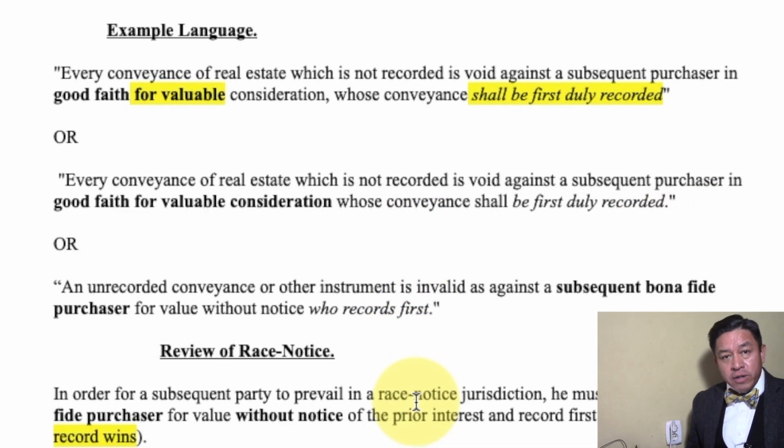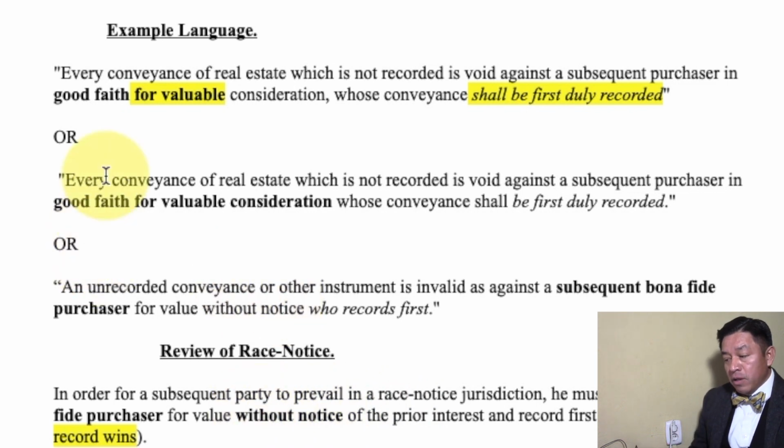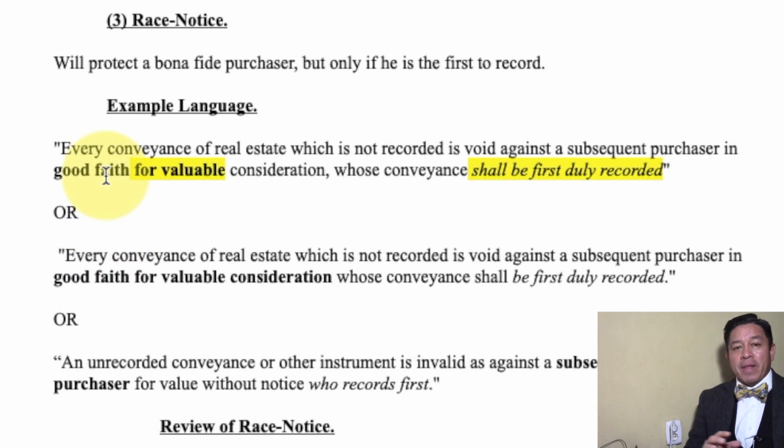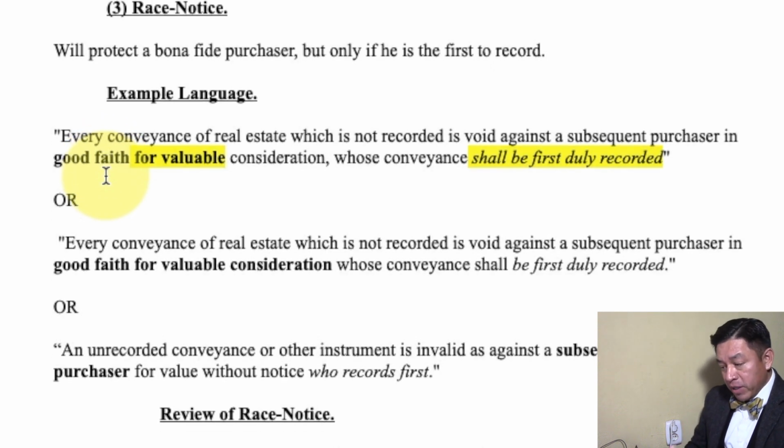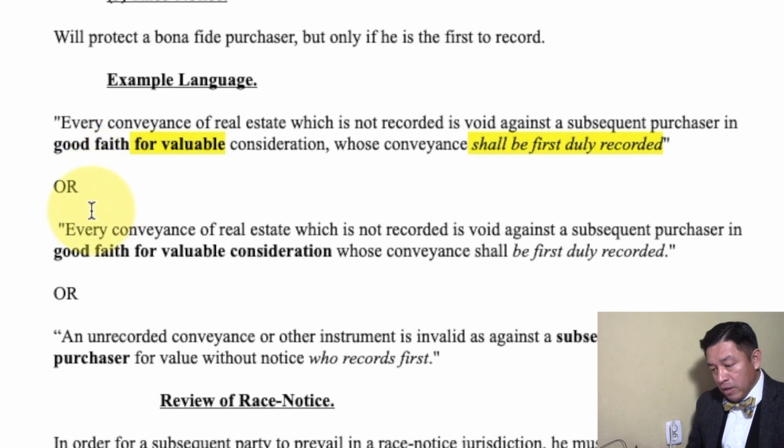For a race notice, here's the key language. For valuable consideration, there has to be value provided. And also, something that goes like this: shall be first duly recorded. Two things, all right, for race notice. There has to be value, and they also must record in order to prevail. There's some examples here. Let's look at one.